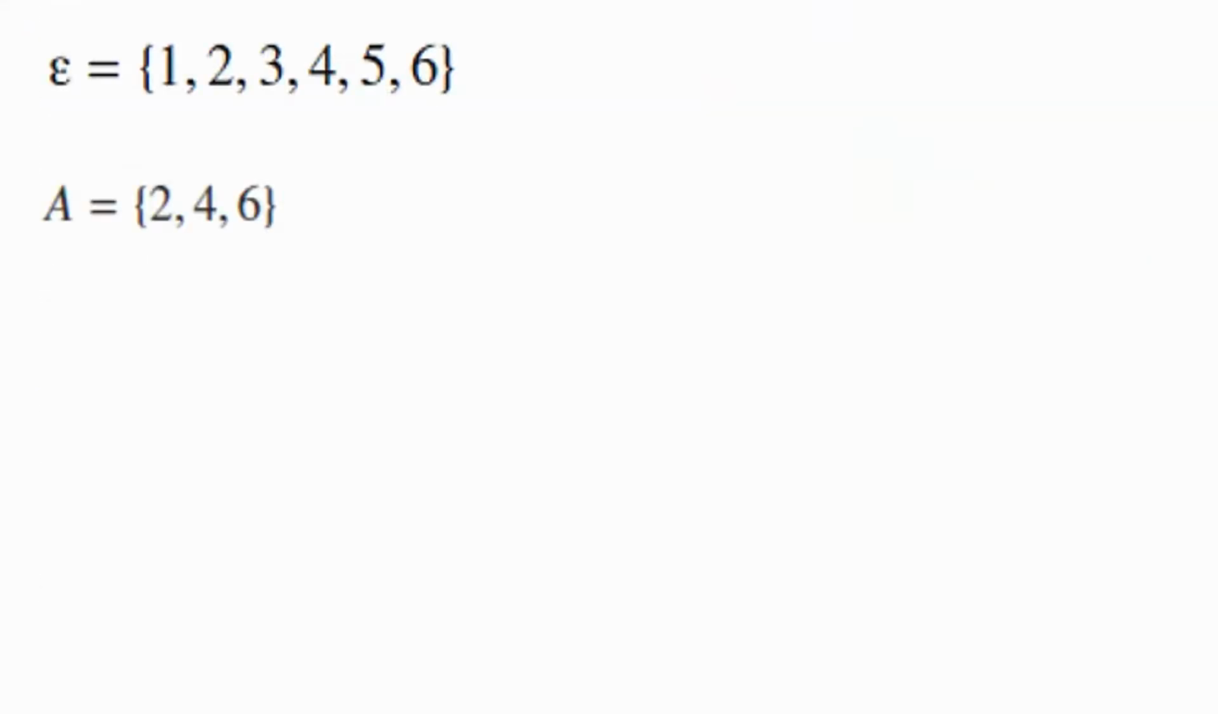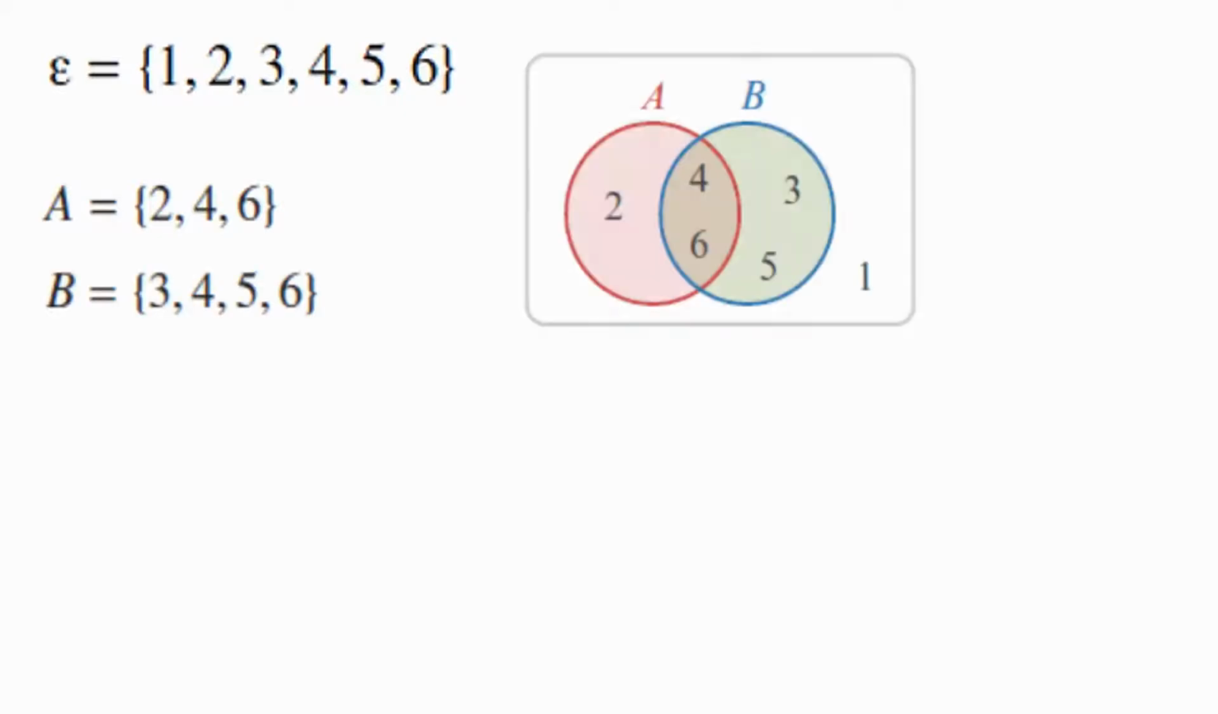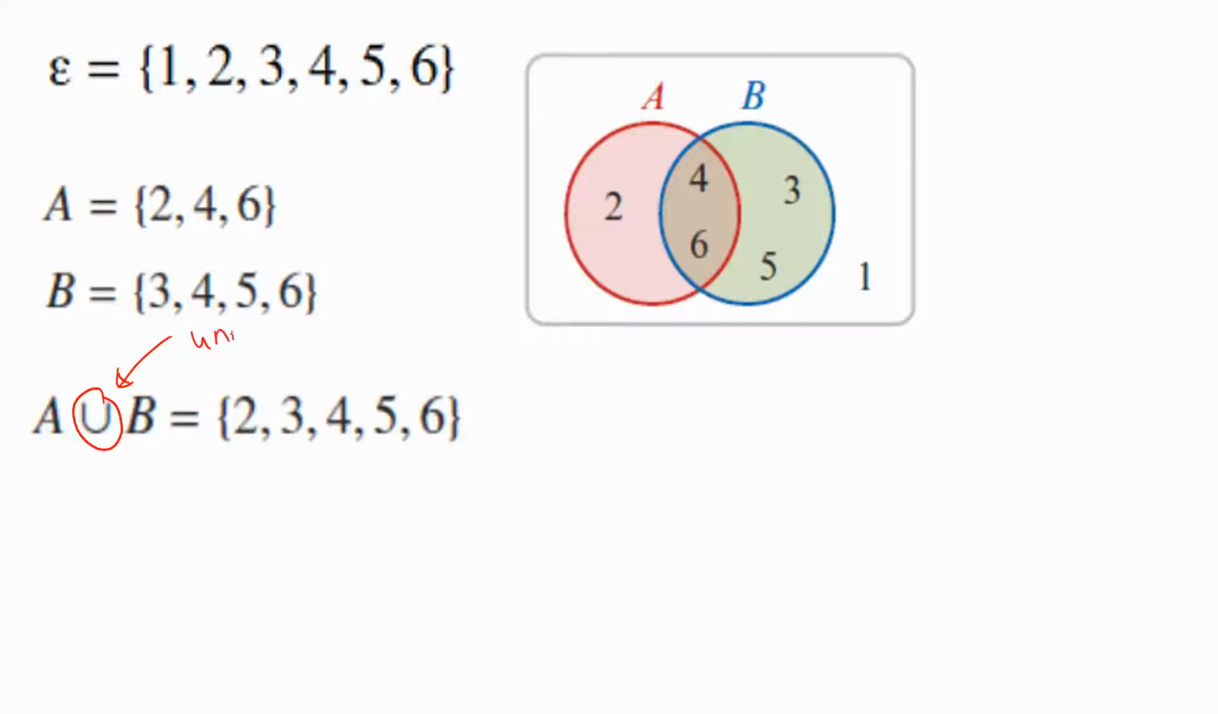Universal set, 1, 2, 3, 4, 5, 6. A is 2, 4, 6. B is 3, 4, 5, 6. Here's my pictures here. Now, when I use this symbol here, what does this symbol mean again? Union. What does union mean? All elements of both sides.